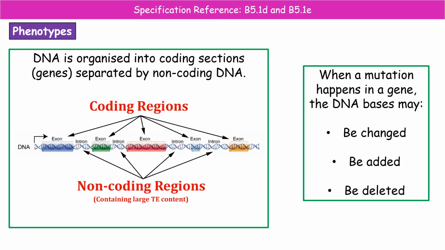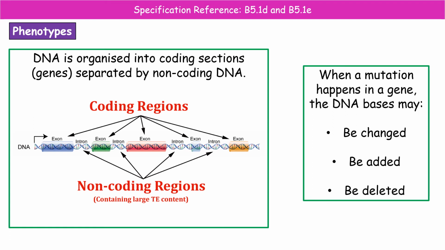What we need to understand for the higher folks is basically how this occurs. So what are these mutations? How do they actually occur, and what effect do they have? In terms of DNA itself, what we have are coding sections, which are our genes, and then they're separated from one another by little sections of non-coding DNA.